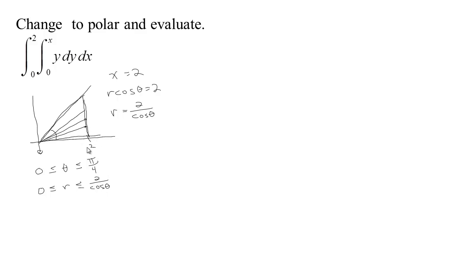That's when the r is going to hit that line. So we get our new integral now. The theta values are going from 0 to pi fourths, and the r values are going from 0 to 2 over cosine theta. I was going to say it's 2 secant theta. That might be handy in the future.